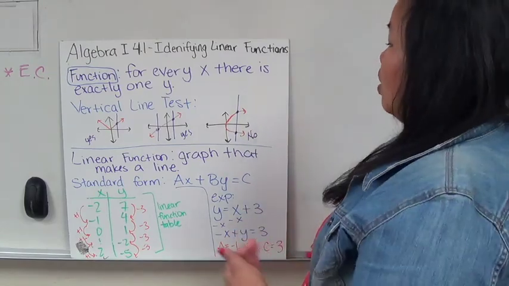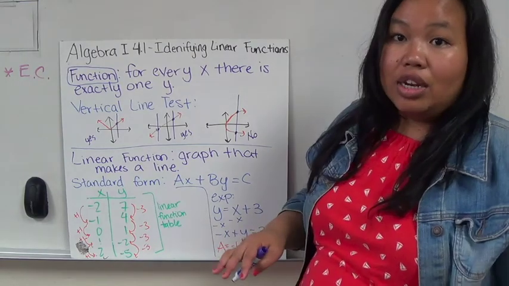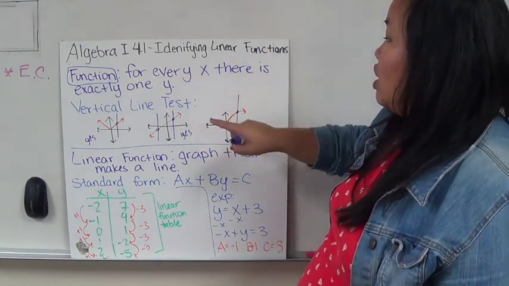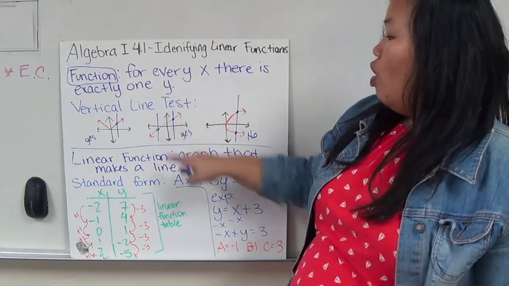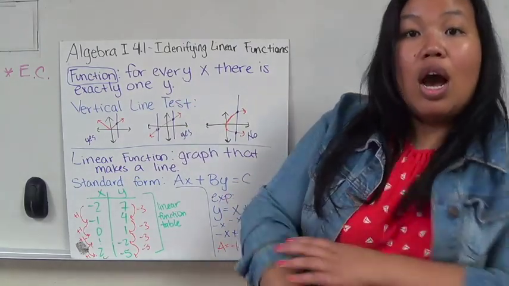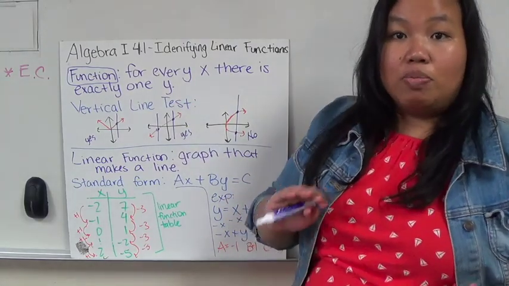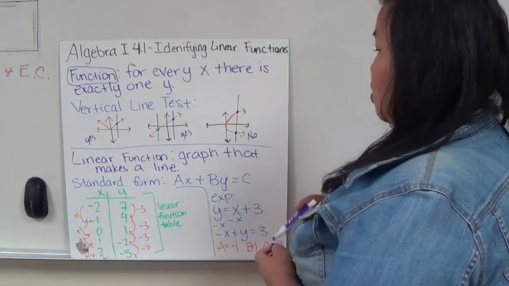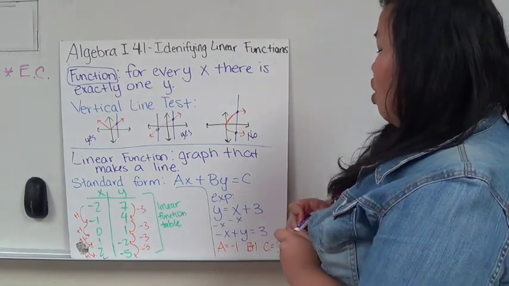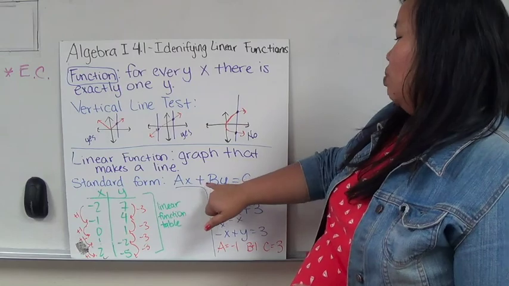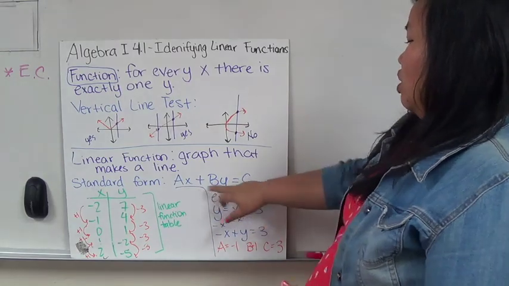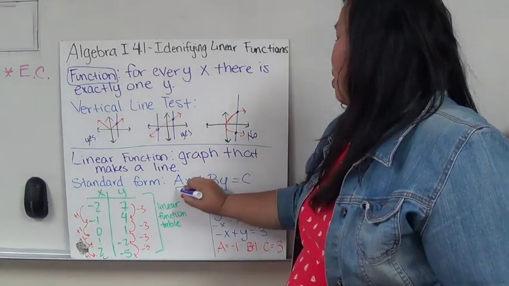A linear function is a graph that makes a line. So it follows the same thing as a function, except the graph will always be a line. There's a certain pattern that the x goes by and a certain pattern that the y goes by continuously. So standard form is ax plus by equals c. This is called standard form.